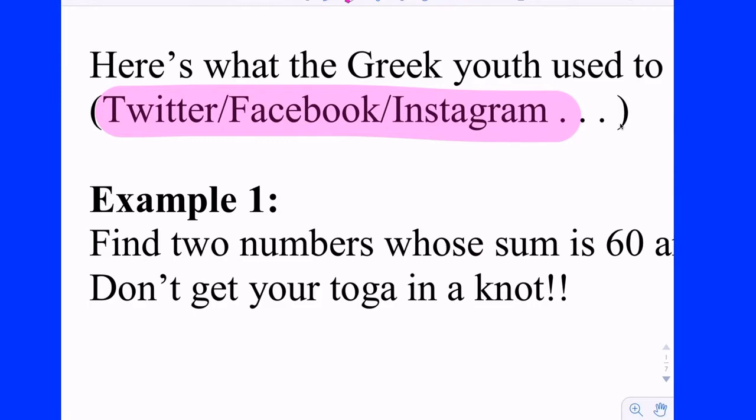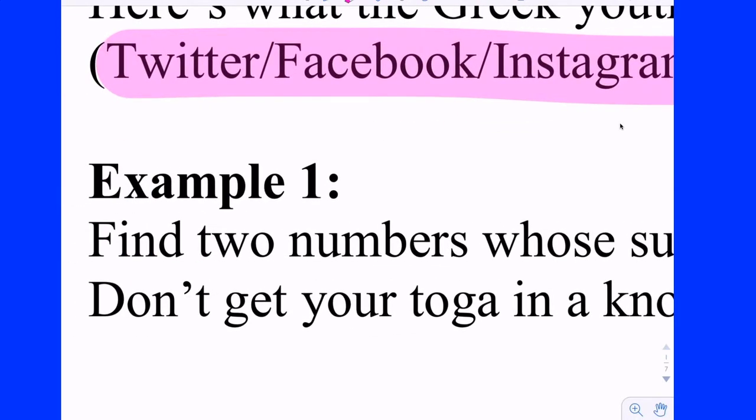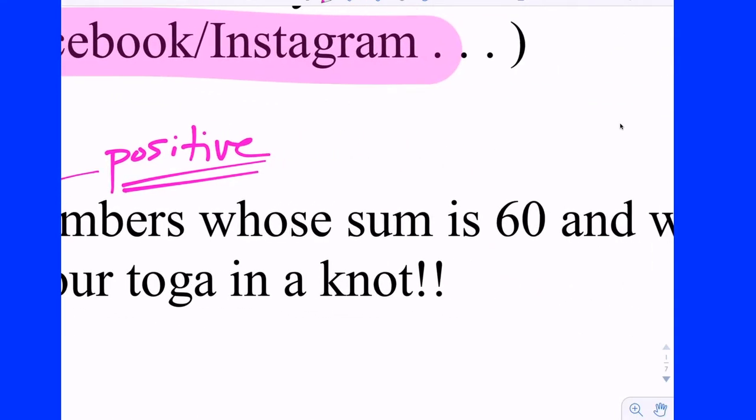Example 1. It says to find two numbers, and I'm going to add up here, I need to add this. Find two positive numbers. Kind of important. We discovered that last period. Find two positive numbers whose sum is 60.